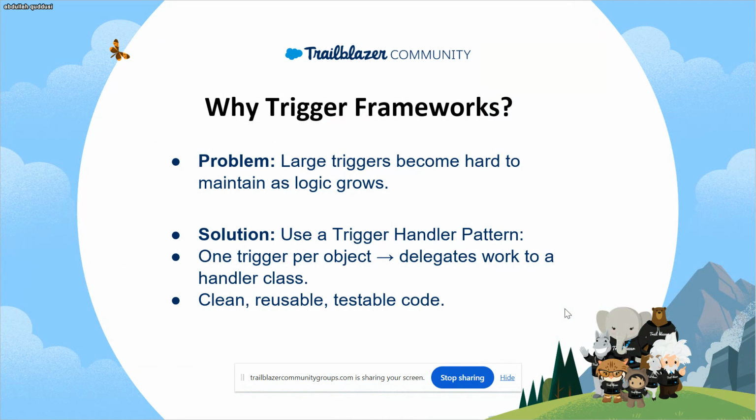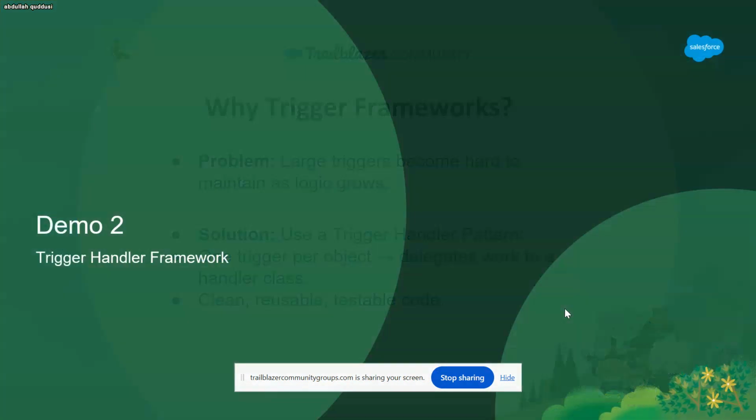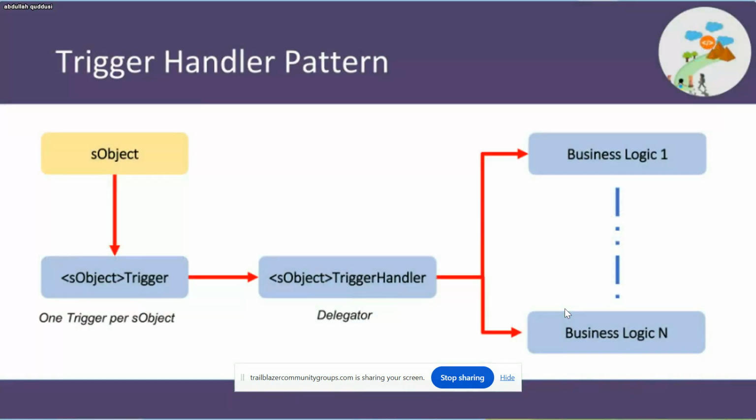What this pattern tells us is that we have to move all the logic from the trigger into a class, and all the business logic will be contained in that class, and our trigger is totally clean and will not be that messy. So it helps us get clean, reusable, and testable code. These are all the things we get after implementing this. Now, the trigger handler pattern.